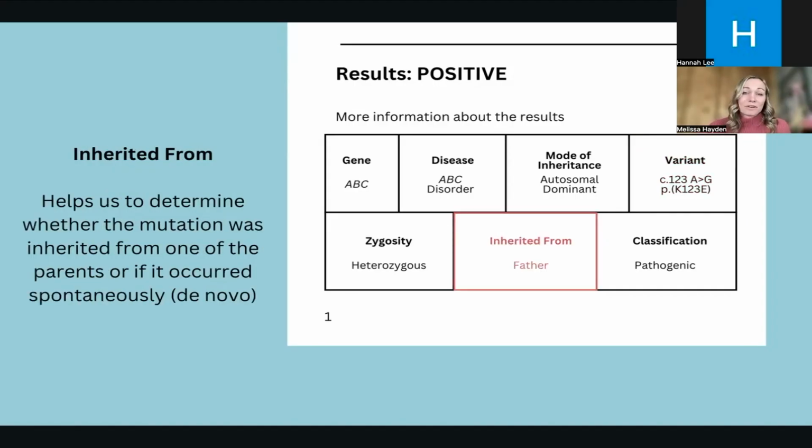Finally, the inherited from section helps us determine whether the mutation was inherited from one of the parents, which parent it came from, or if it occurred de novo, meaning it is a new mutation that appeared for the first time in the individual being tested. The example here lists it as being inherited from the father.